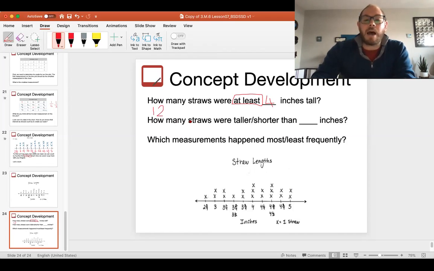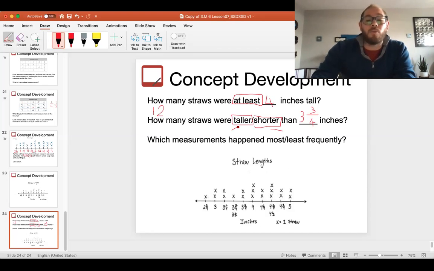The next one, how many straws were taller or shorter than, let's say, 3 3/4 inches. All right, so I need to give two numbers here. I need to give one number to say how many were taller and one number to say how many were shorter. So I'm just going to quickly do this. You can write it out a bit more neatly.